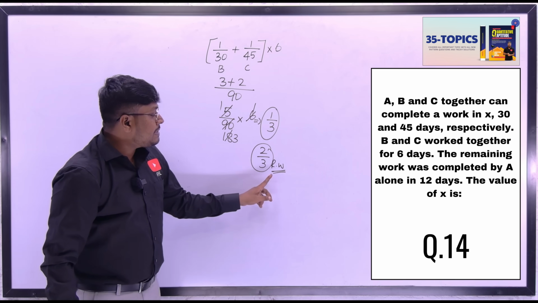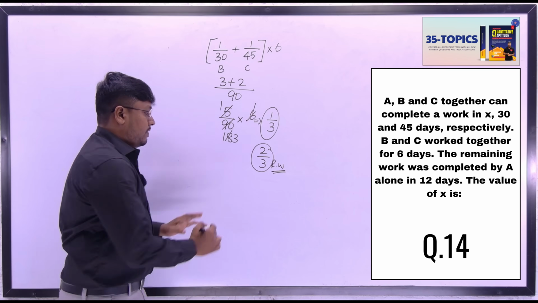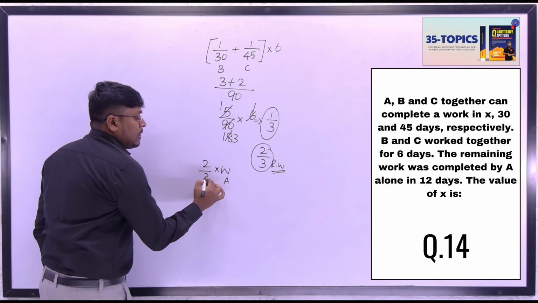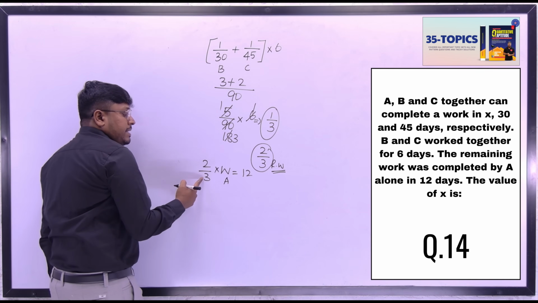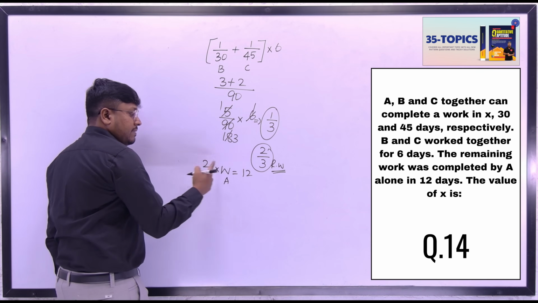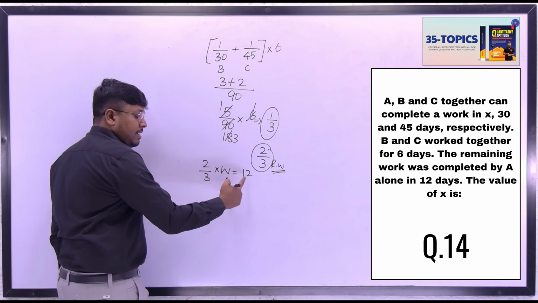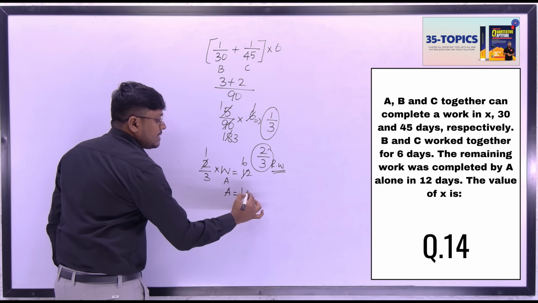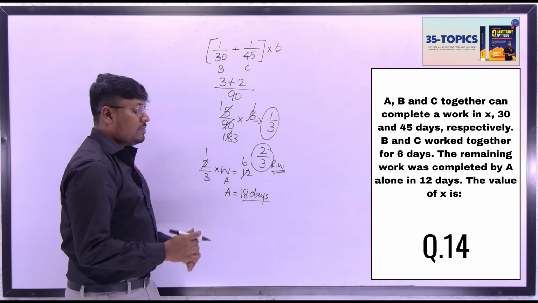So now this remaining work was completed by A in 12 days. So from the total work, A completed 2 by 3 of the work in how many days? 12 days, because he completed the remaining work in 12 days. We got the remaining value as 2 by 3. So 2 by 3 of the work in 12 days. So A alone can complete the piece of work, this will be 6 times 3, that is 18 days.